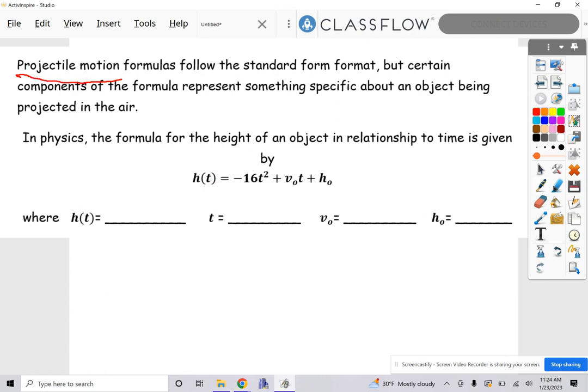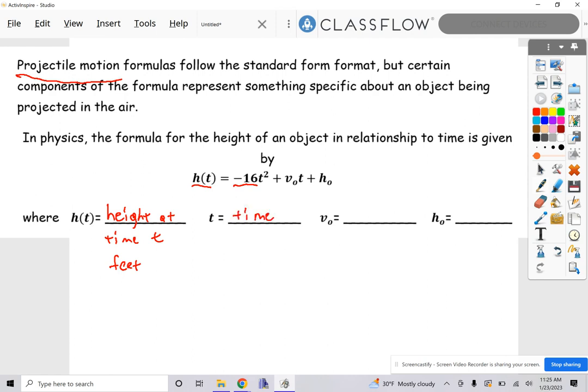So projectile motion always follows this formula, where h of t is the height at time t. Okay, usually, or at least in this class, we're going to be doing this in feet. In your science class, they may do it in meters, but here we're always going to be in feet. This minus 16 is gravity in feet per second squared. In your science class, again, it may be a negative 4.9. That just means they're using meters instead.